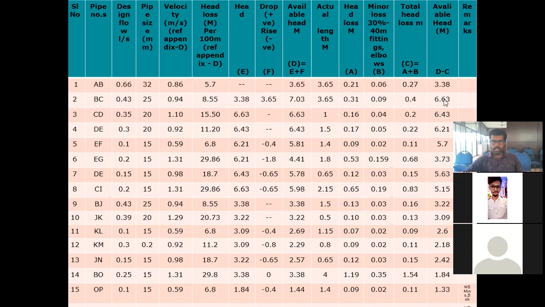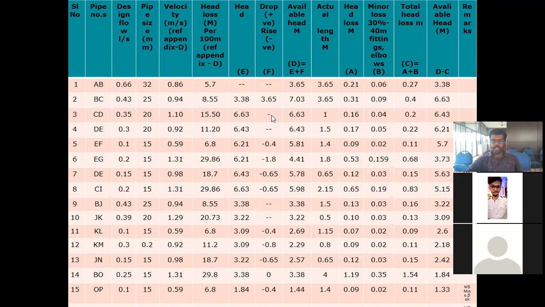The 6.63. What is the design flow? 0.35, 20 that you have already found out. Velocity you can get from that table. Okay, Hayes-Williamson table. Head loss also you'll be getting from the table. Then head will be 6.63. This 6.63 will be coming here.